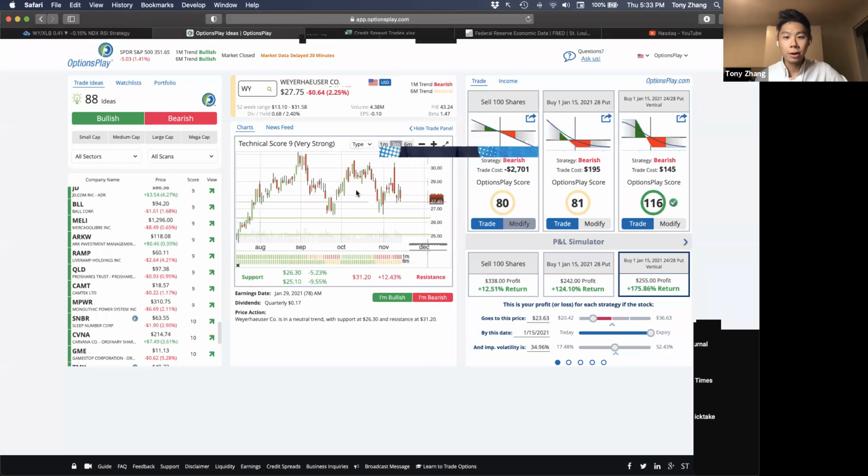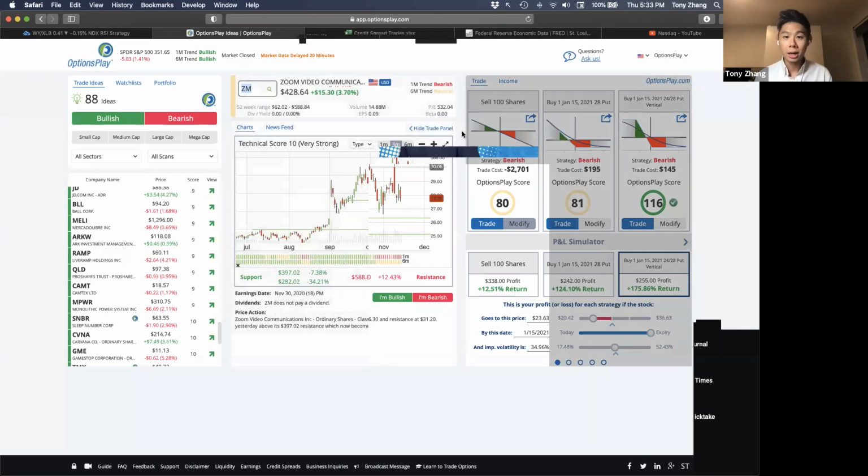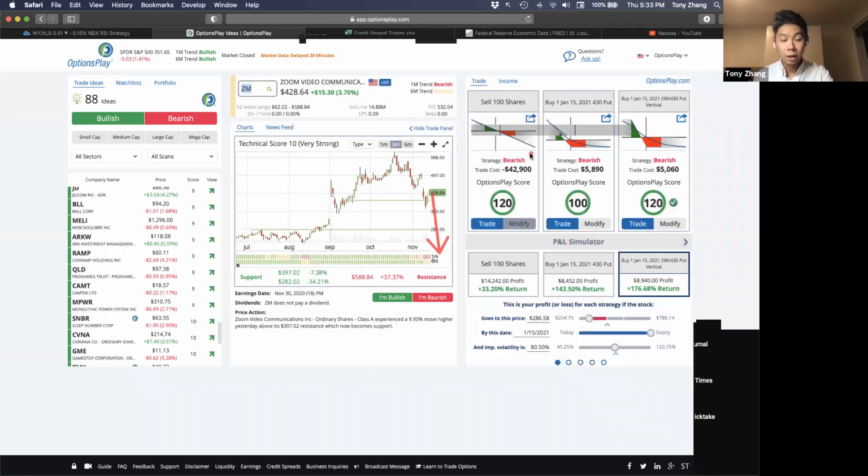Is selling a naked out of the money put in this market a good idea on Zoom? So, I wouldn't sell a naked one. I would sell a credit spread so that I reduce my risk, so that if Zoom does crash, you are protected to the downside.